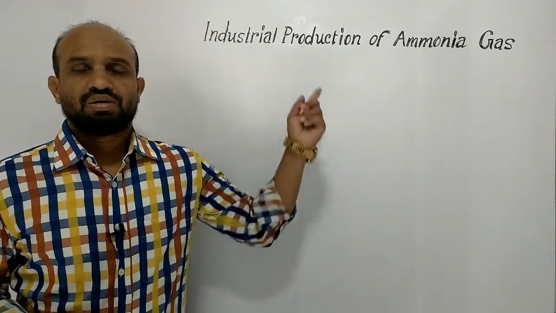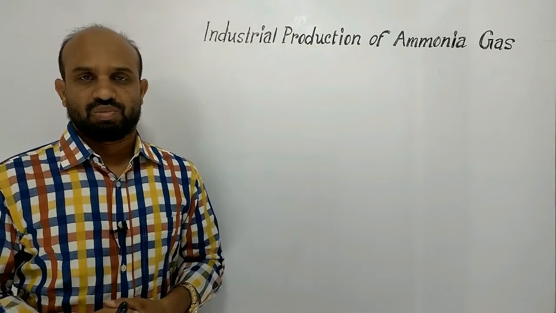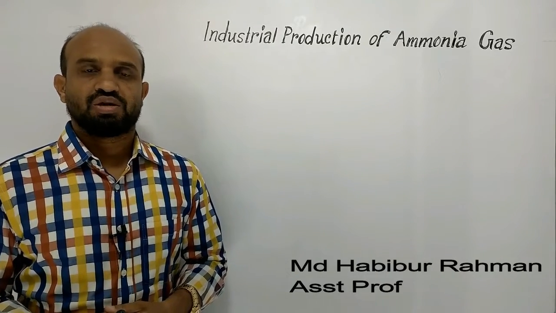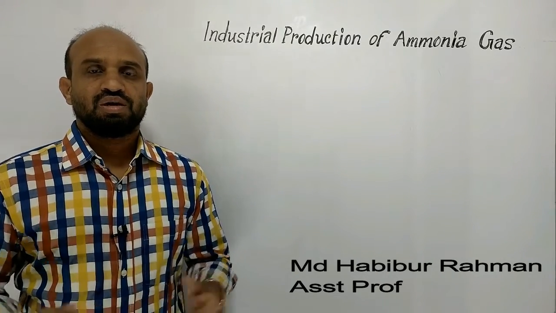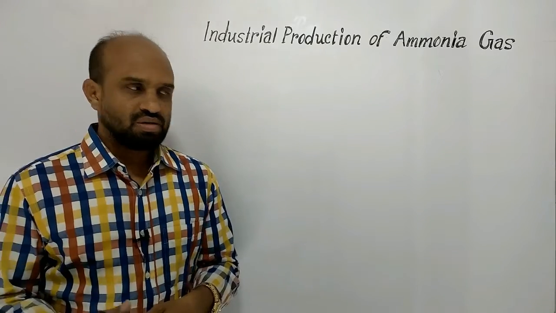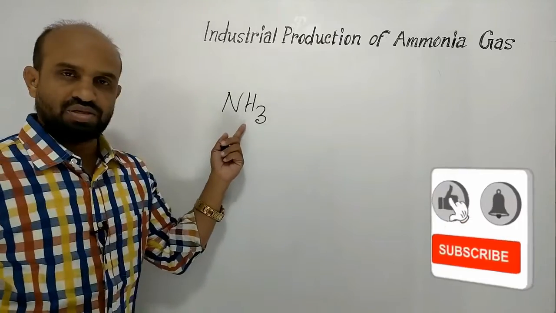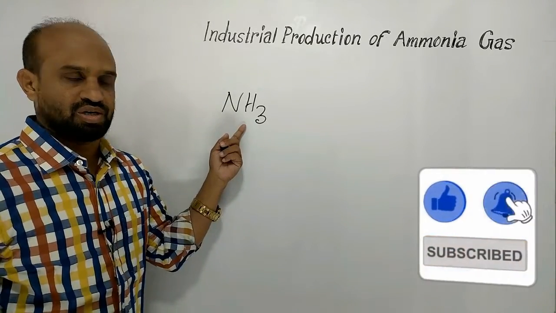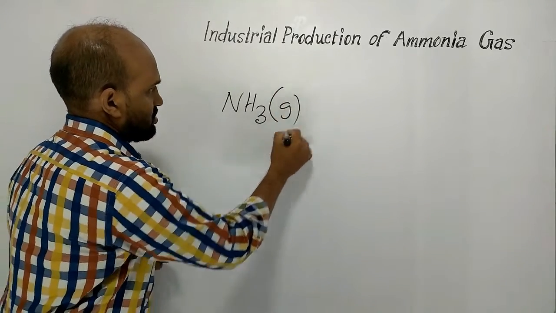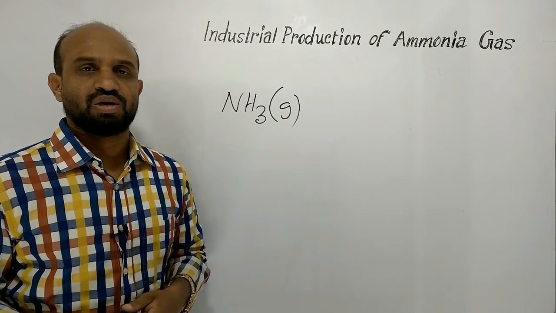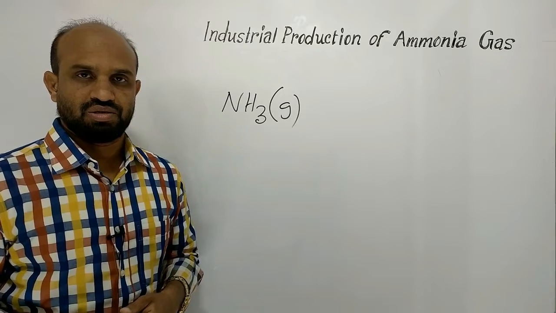Today's lesson: industrial production of ammonia gas. Industrial production means production of ammonia gas on a large scale. This is the molecular formula of ammonia, which is gaseous at normal temperature and pressure.